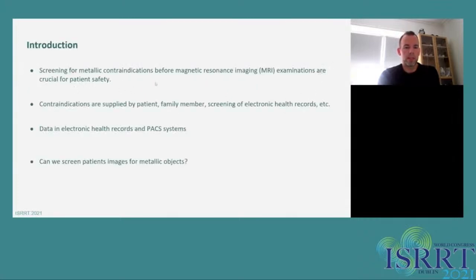Screening for metallic contraindications before MRI examinations is crucial for patient safety. The contraindications are supplied by the patient's family member, screening of electronic health records, etc. The data we obtain are in the electronic health records, but also in the PACS systems. Current research has shown that we can use AI to screen electronic health records for metallic object indications. But what about the images? Can we screen patients' images for metallic objects?